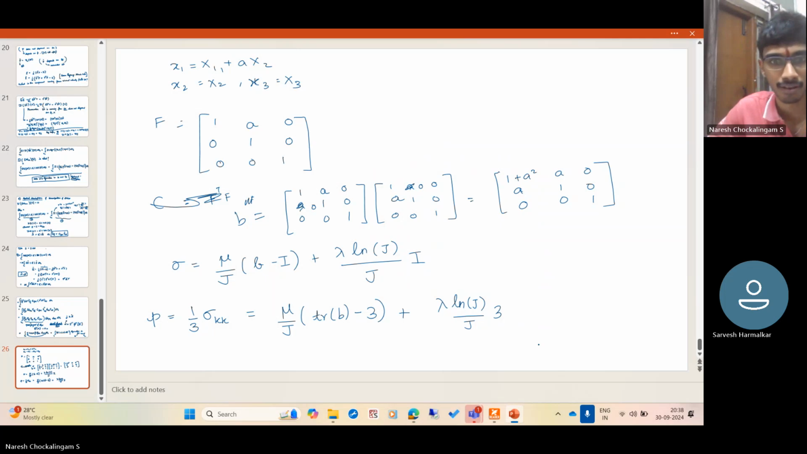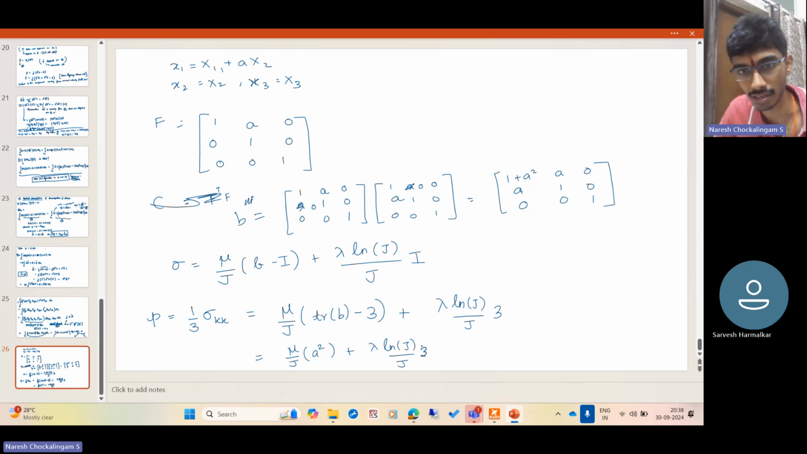Okay, so what is trace of B? Trace of B is 1 plus A square plus 1, so it is mu by J, A square plus 3. So A square plus 3 minus 3 is just A square, plus lambda log J by J times 3. J is actually 1, therefore this will not contribute. So it's only mu A square. So pressure is just mu A square.